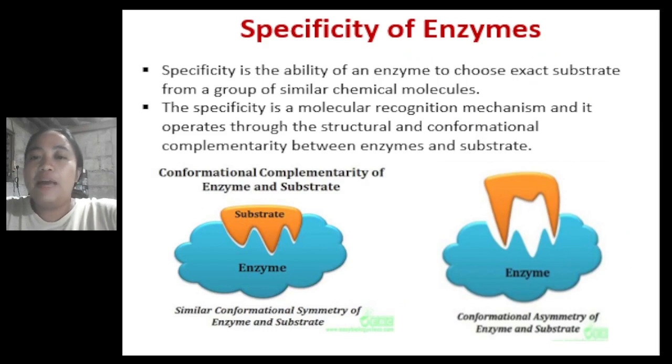Now, the specificity is the ability of an enzyme to choose an exact substrate from a group of similar chemical molecules. And this specificity is a molecular recognition mechanism, and it operates through the structural and conformational complementarity between enzymes and substrates. So, this characteristic of enzymes is very important because there are a lot of enzymes and a lot of substrates. Because of its specificity, out of the many substrates, only a few can attach to the active site of the enzyme, the one that is needed in that reaction. Okay? So, this is the end of part 1 of the video.